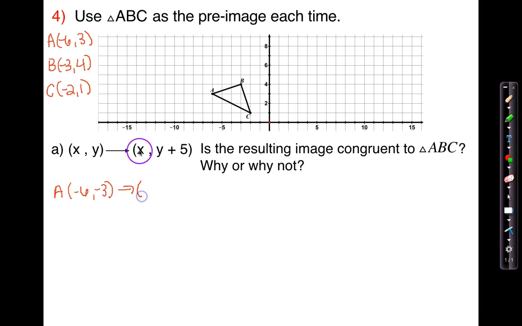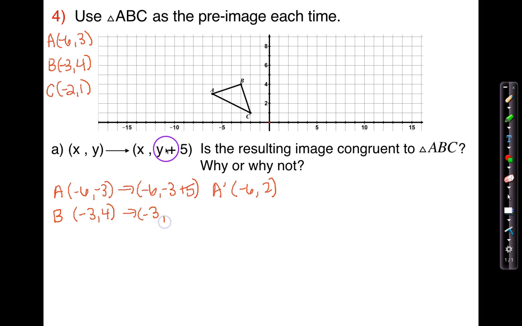It's asking us to take X, which is -6, and then to take Y, which is -3, and add 5 to it. So now I'm going to end up with A prime as -6, well, -3 plus 5 is 2. So that's going to be my new point. I'm going to repeat this process with B. B is -3, 4. They want me to take X, which is -3, take Y, which is 4, and then go ahead and add 5 to that. So here I'm going to say that B prime is -3, 9.